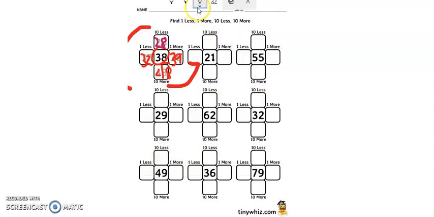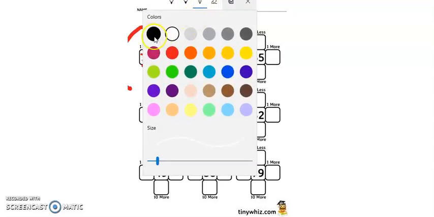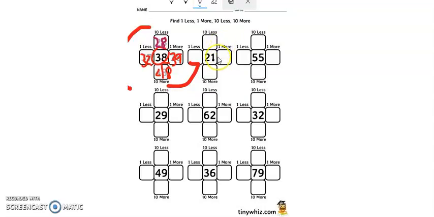All right. So let's go ahead and try another one. Let's do 10 more first. So 10 more, starting from 21. What is that number going to be? All right. That's going to be 31. And 1 more added to 21 is 22.